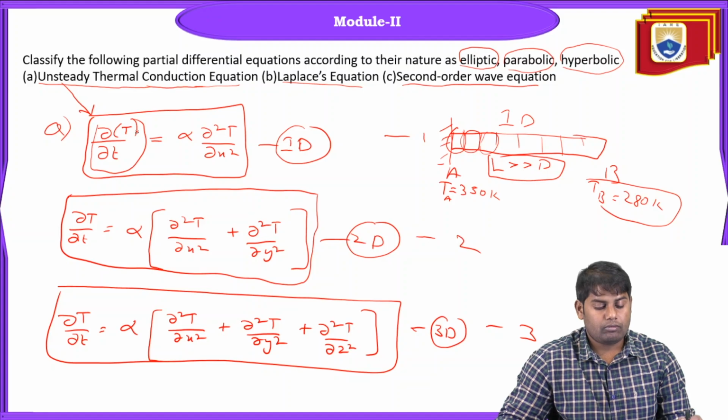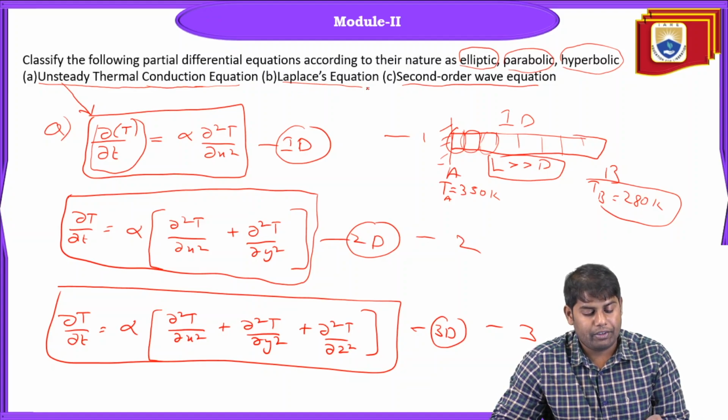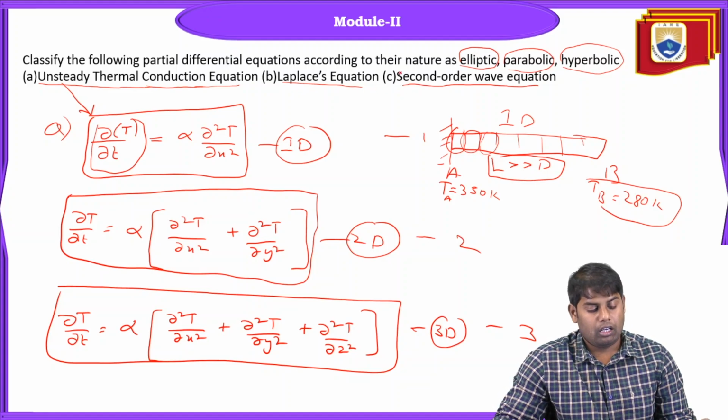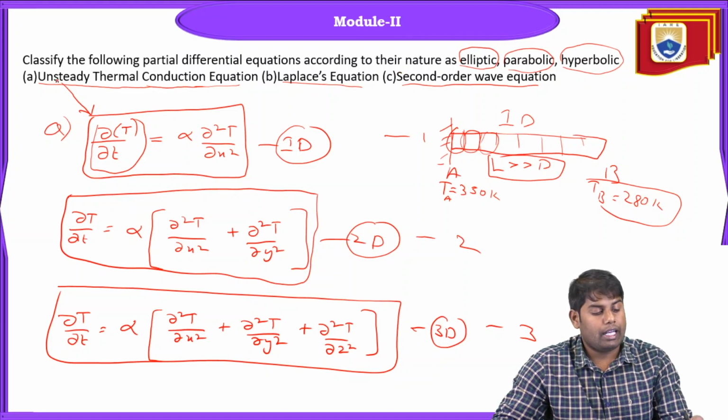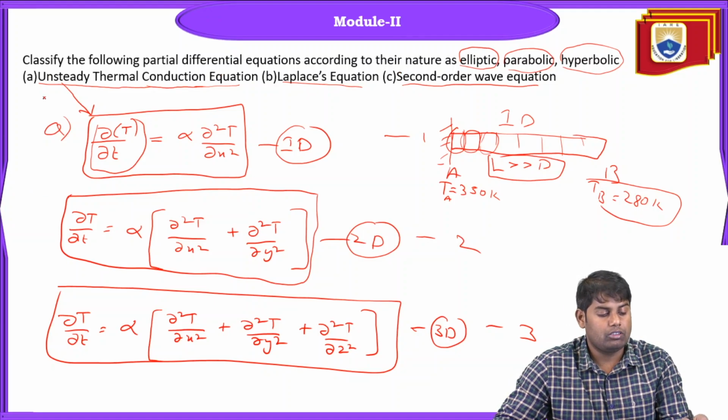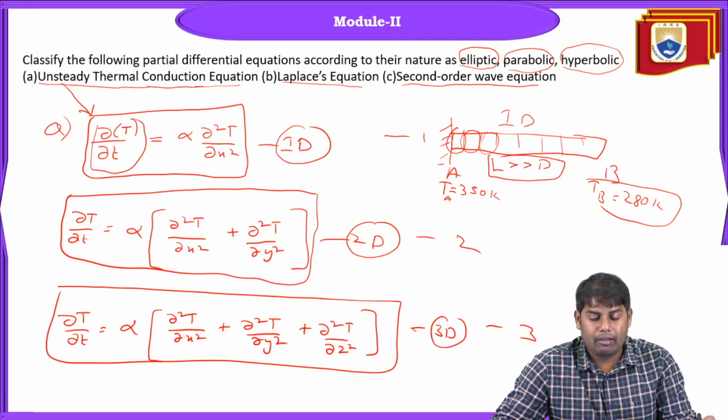Okay, so next we have the Laplace equation, which we will discuss. Now, coming to classifying the following partial differential equations. So we have A, B, C. Based on elliptic, parabolic, and hyperbolic, we need to see first: how do we classify the elliptic equation? How do we classify the parabolic equation? How do we classify the hyperbolic equation? So first of all, what is the criteria for the equation to be elliptic, parabolic, or hyperbolic?